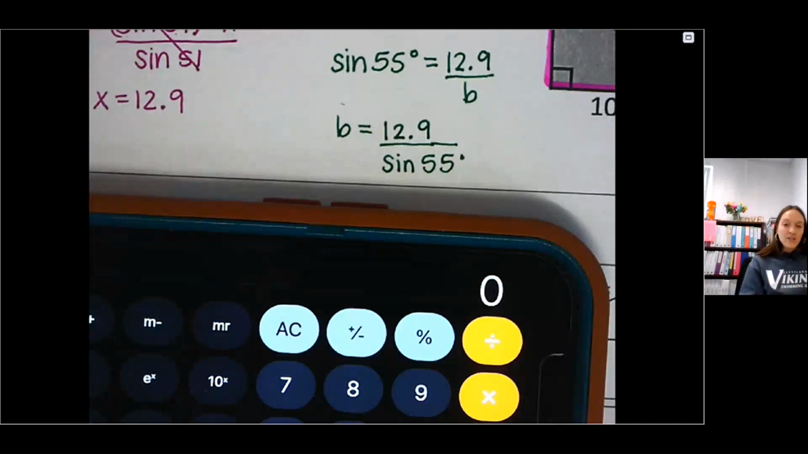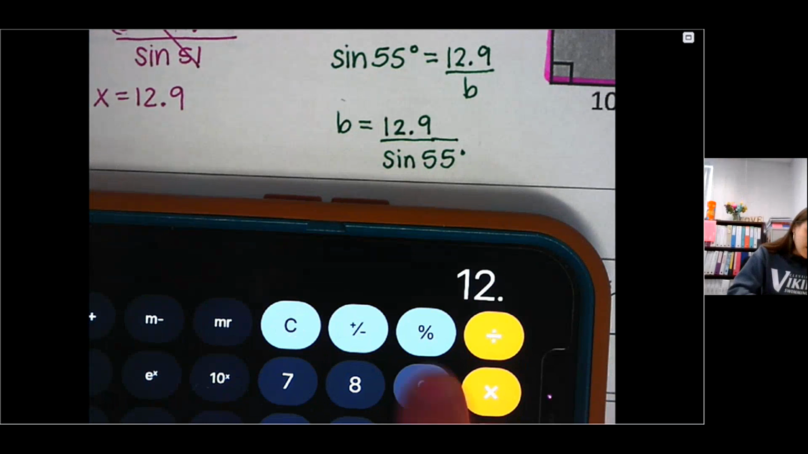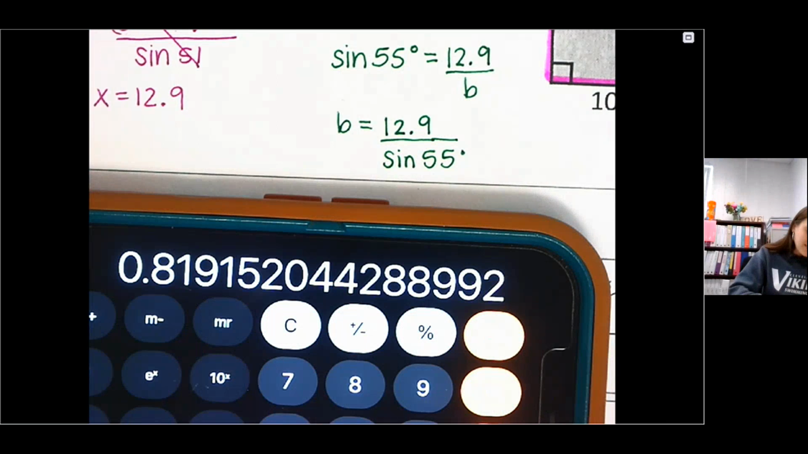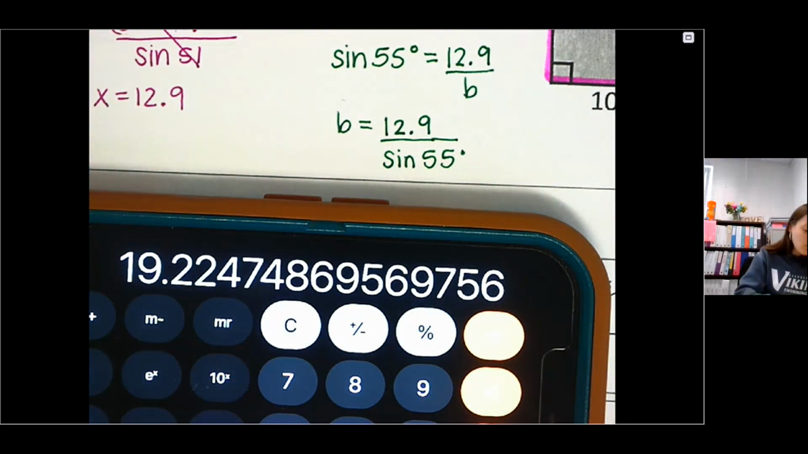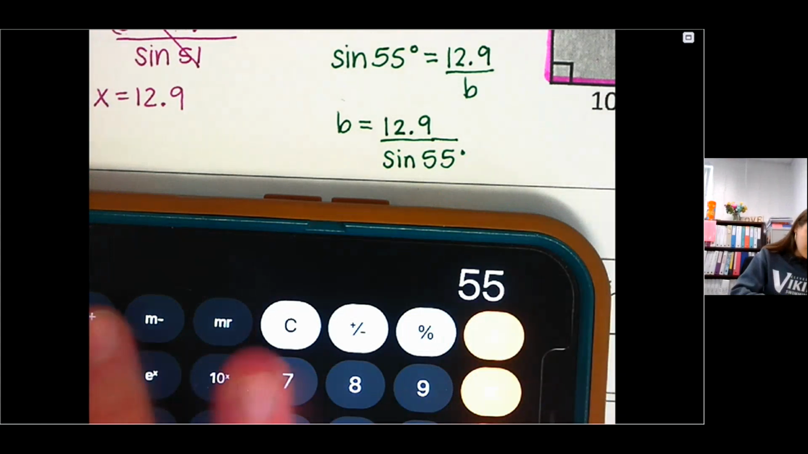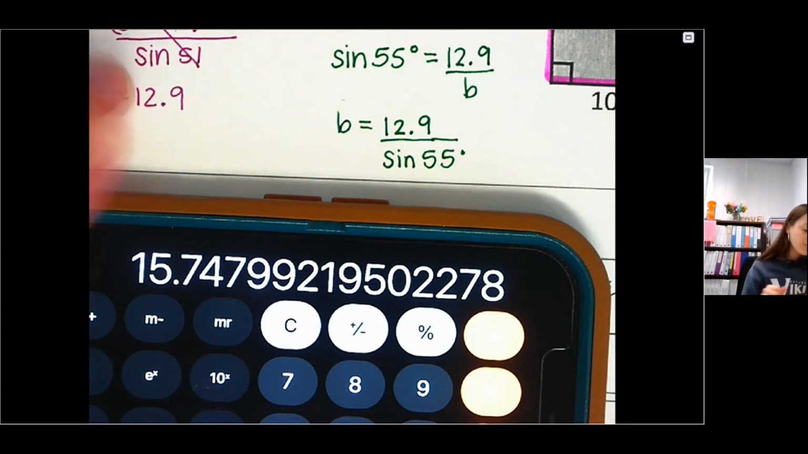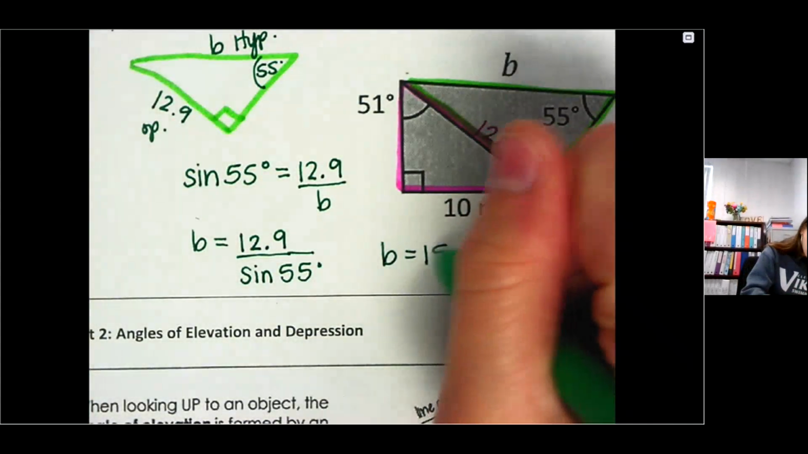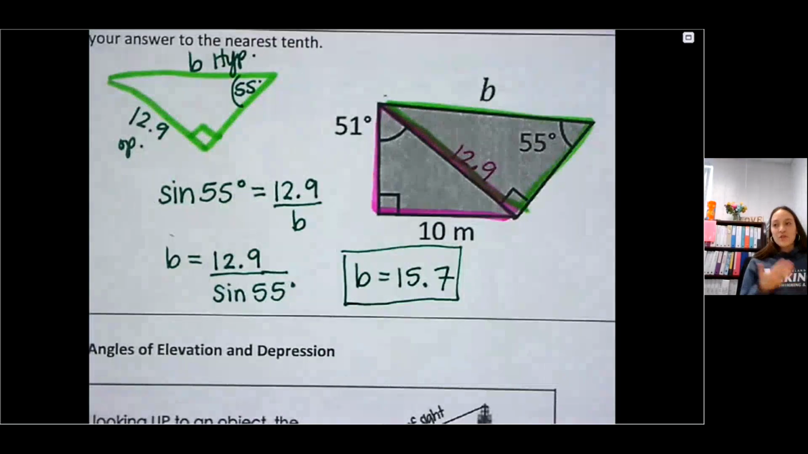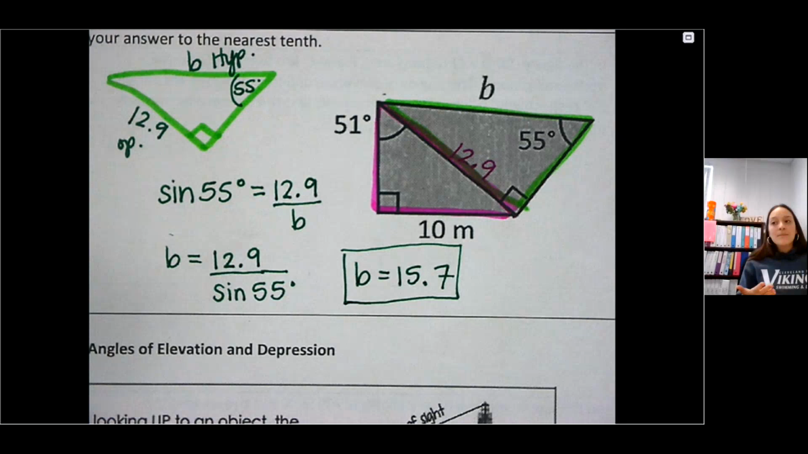Okay, so now I just plug it into my calculator. 12.9 divided by, and then I always put 55 sine, equals. Oops, I pressed it twice, sorry. 55 sine equals, my answer is 15.7. So length B is 15.7. So double trig problems are essentially, you just have to do a trig problem two times, and you take your first answer and plug it in to use it for your second answer.